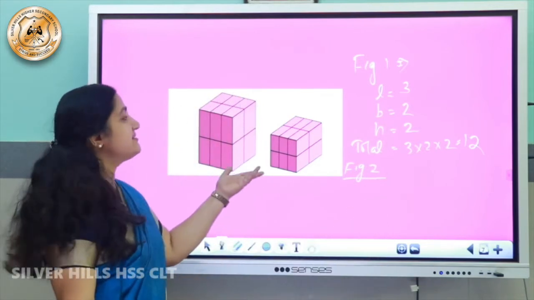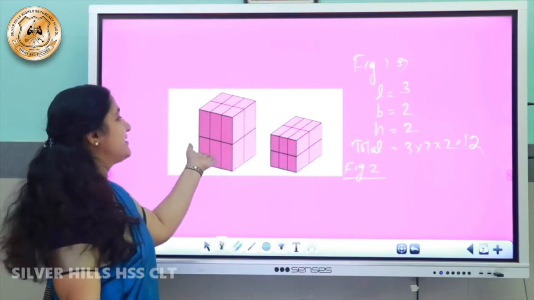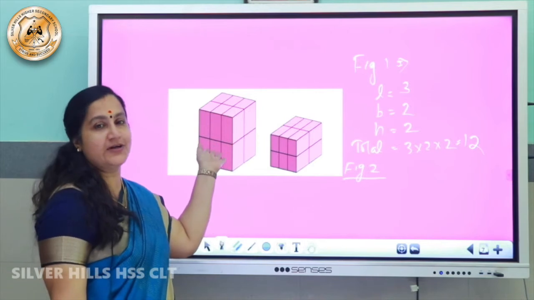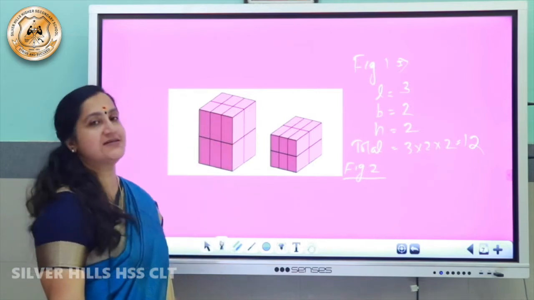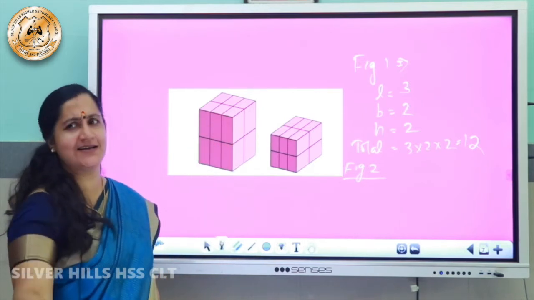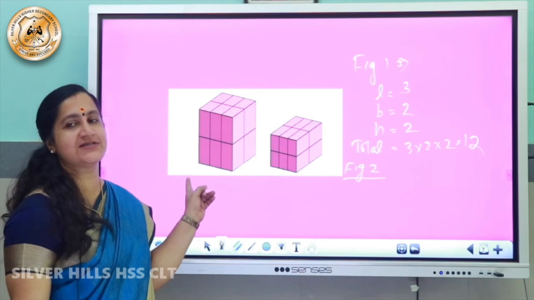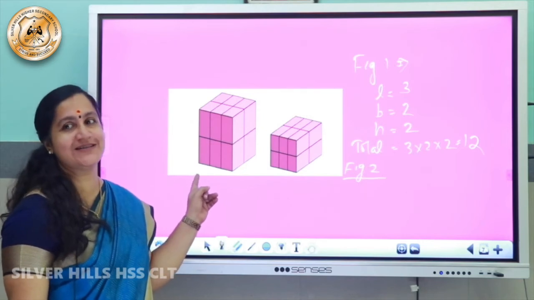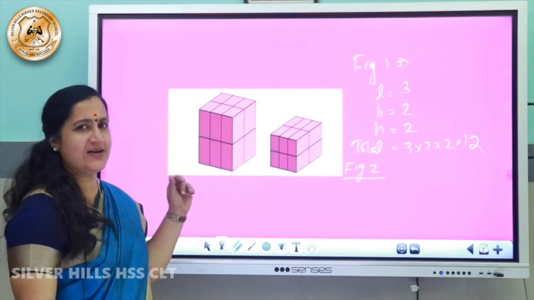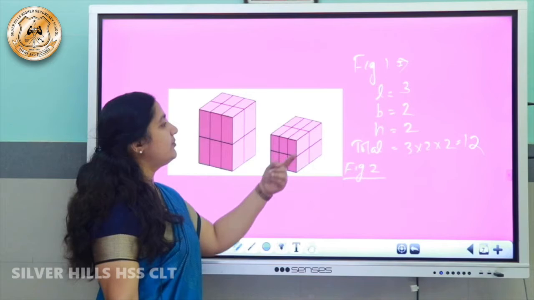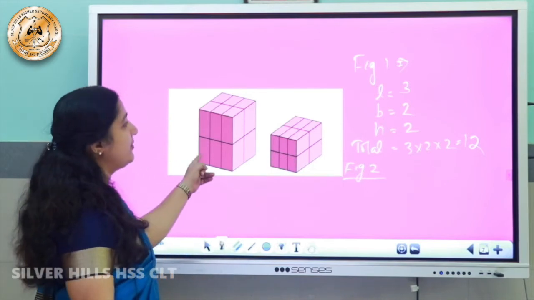See, at a glance you will have a tendency to give me the answer. Rectangular block number 1, figure 1, is bigger, isn't it? Somebody told me the answer also, it's number 1. Figure number 1 is the bigger one. Okay, let us see. Now, total blocks we got, figure number 1 is 12.